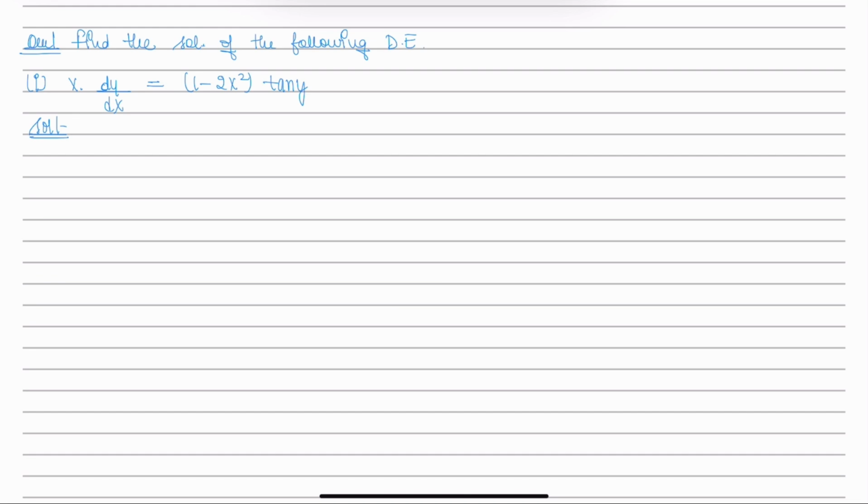So the given differential equation becomes 1 upon tan y dy is equal to 1 minus 2x square upon x into dx. Simplifying them, this is cot y into dy is equal to 1 by x minus 2x into dx.